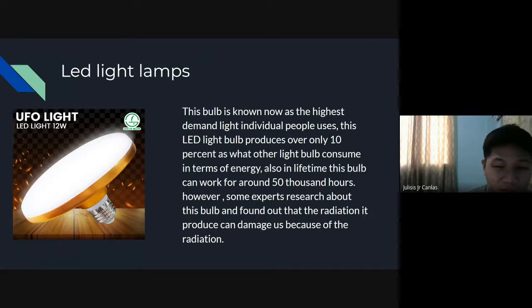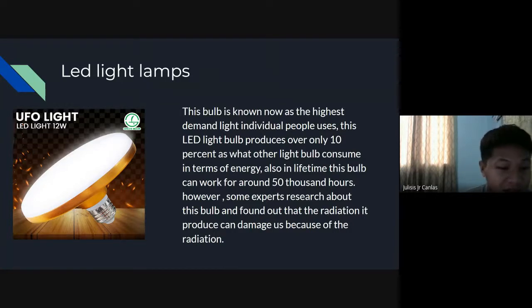This LED light bulb consumes only about 10% of the energy that other light bulbs consume. Also, in lifetime, this bulb can work for around 50,000 hours. However, some experts researched this bulb and found out that the radiation it produces can damage us. This type of lamp is what is trending now, also in Shopee or Lazada or other online apps that we can order from.